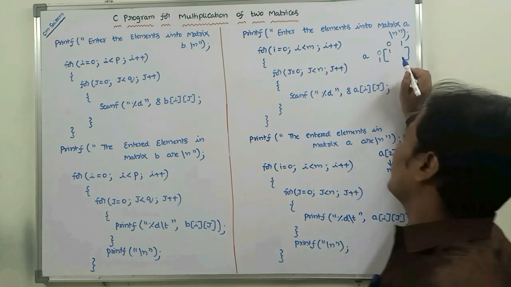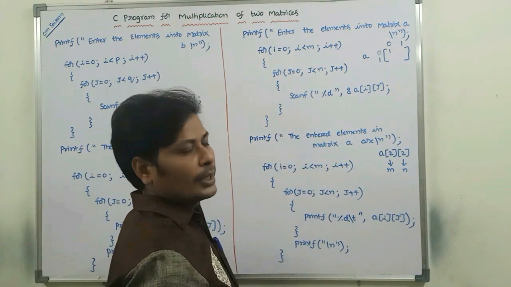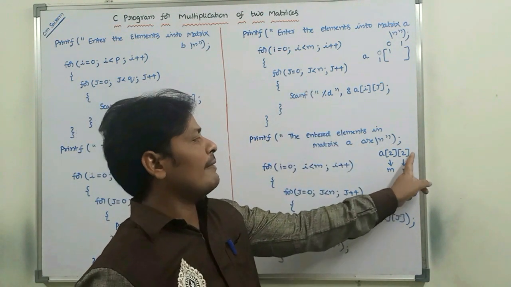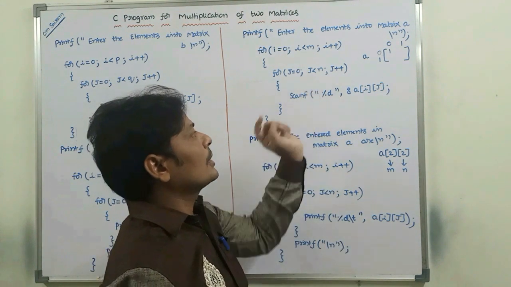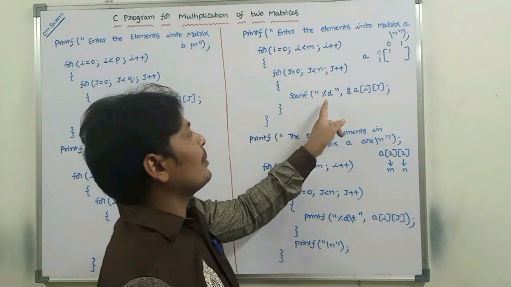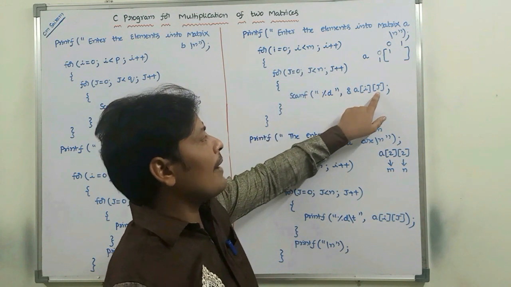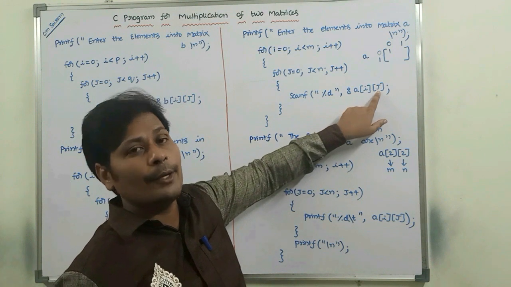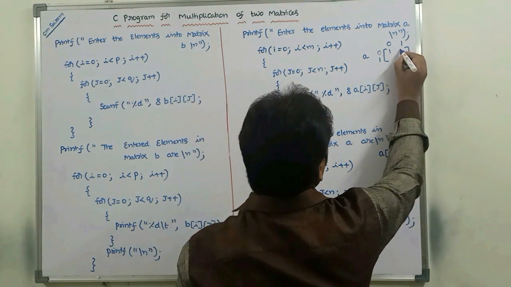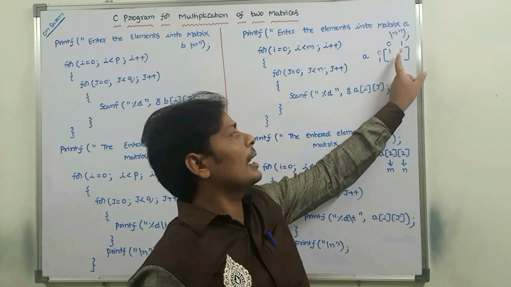Next, the j value is incremented. Previously j value was 0; after incrementing, j value is 1. So 1 less than N. N value is 2, 1 less than 2, condition true. Then the control goes to the body of the inner for loop. scanf("%d", &A[i][j]) with i value 0 and j value 1: A[0][1]. So what is the element we have to read? That is 2. So in 0, 0 the element is 1, and in 0, 1 the element is 2.